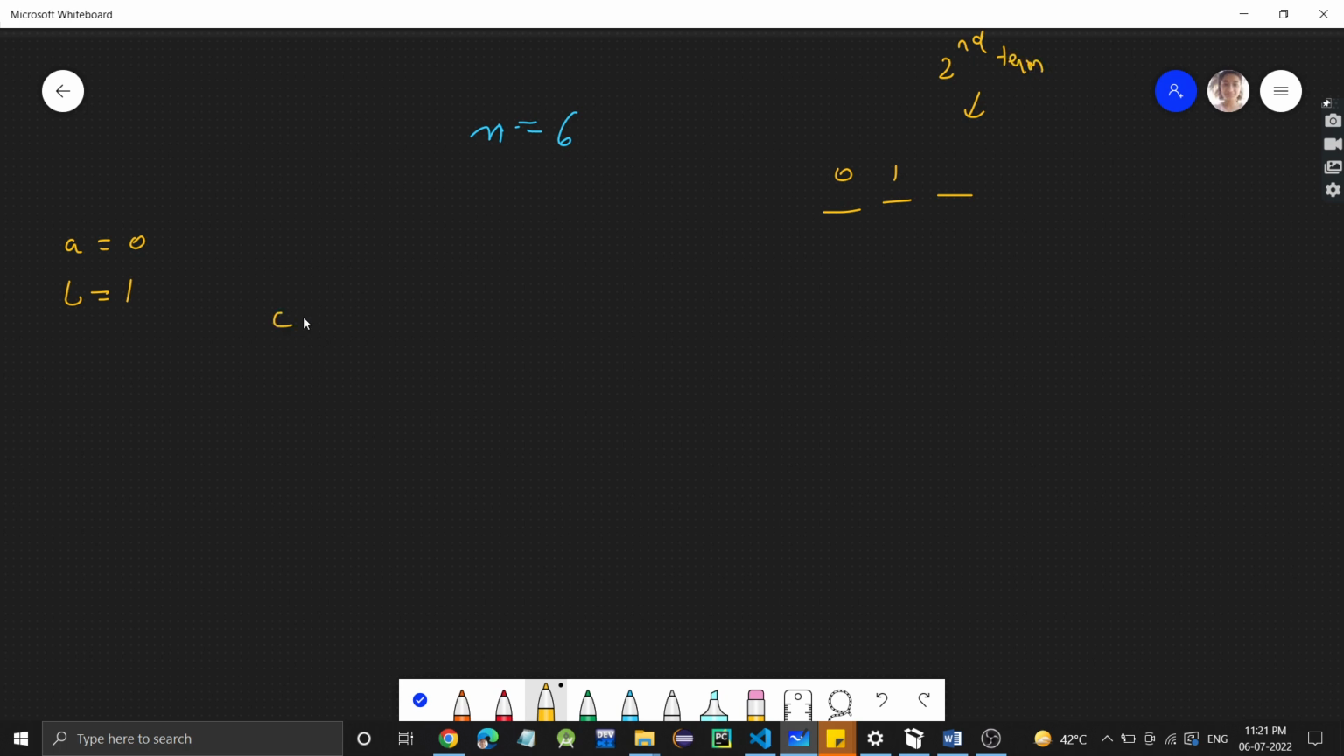So see, what will be C? It will be A plus B. That is, C is the current term, and A and B store the previous two values. So this will be A plus B. So what is A plus B here? 0 plus 1. It will be what?